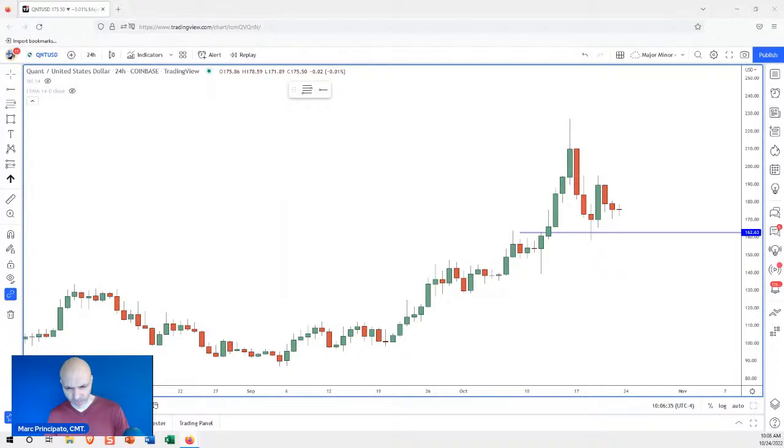Anyway, so the support hasn't been taken out yet. This could be a consolidation. I'm not sure what you're talking about, but Bitcoin.